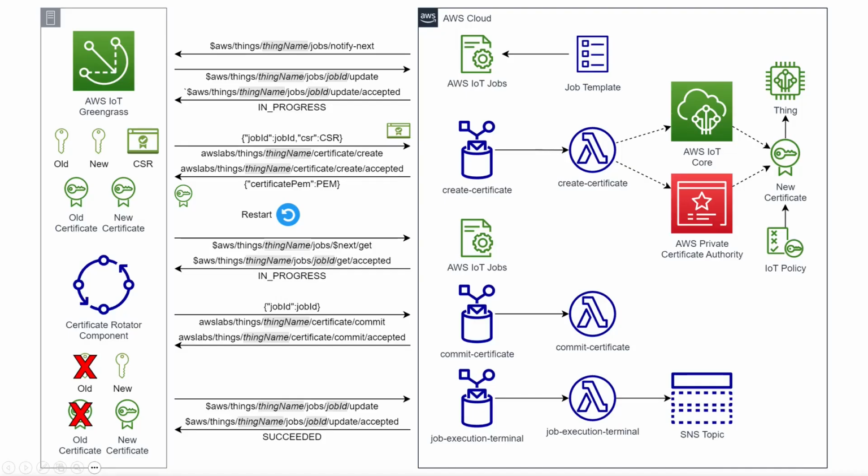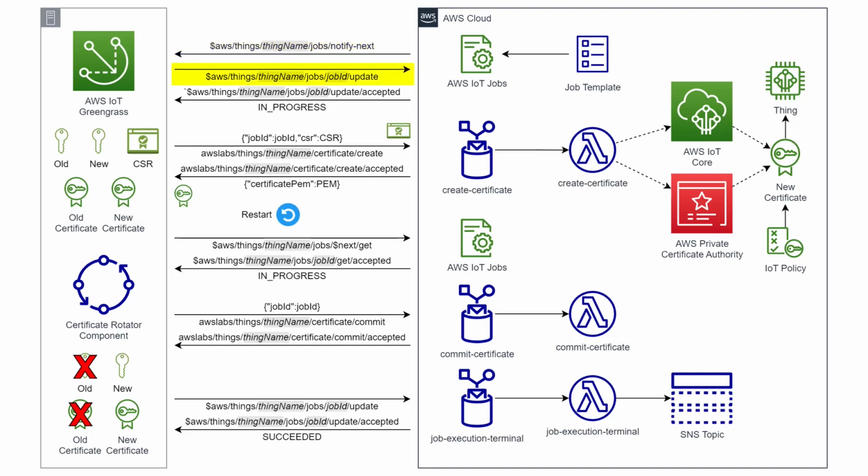Okay, let's now look at the architecture of the solution. The solution is principally comprised of a Greengrass component, 3 AWS IoT Core rules, 3 Lambda functions, a custom AWS IoT job template, and a simple notification service topic. Certificates are issued by either AWS IoT Core or by AWS Private CA. The cloud application initiates a certificate and private key rotation by creating an AWS IoT custom job using the custom job template. The Certificate Rotator component is notified of a new certificate rotation job.